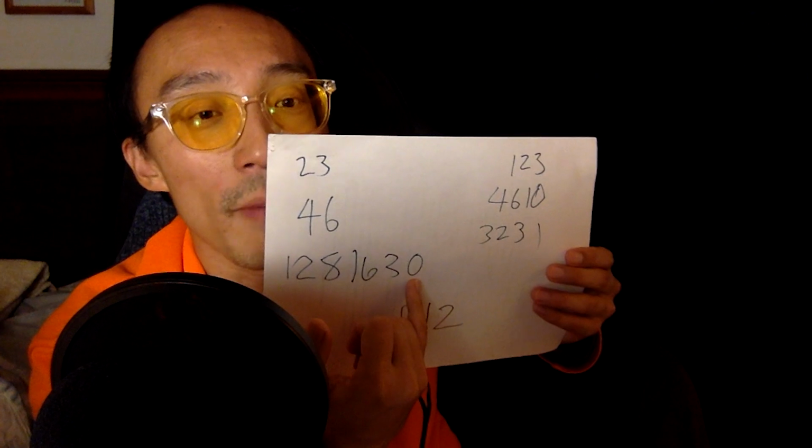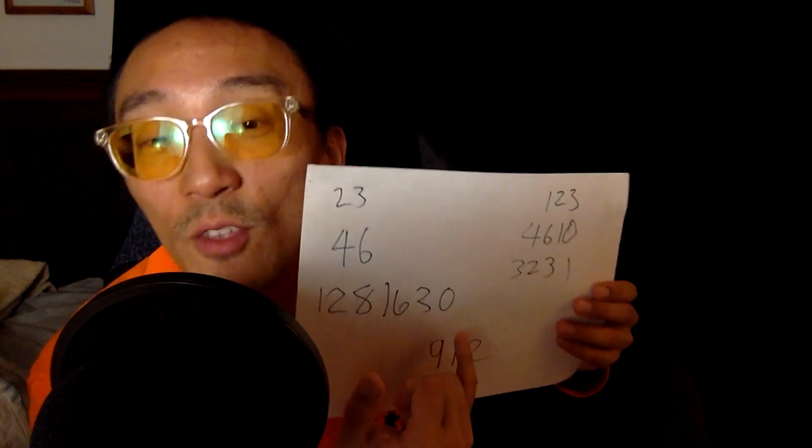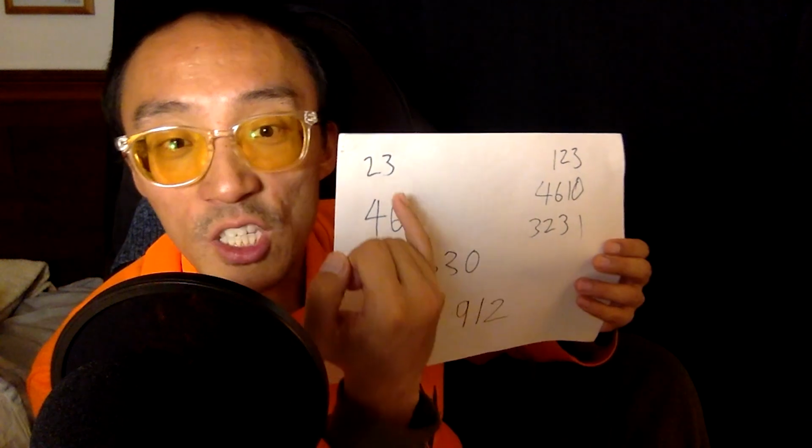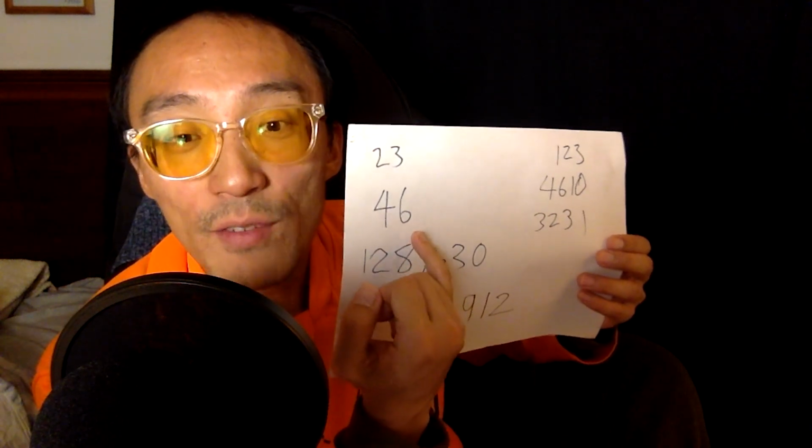Is this divisible by 2? Yes. 0 is even, by the way. So that's a very easy way to know if a number is divisible by 2. You just look at the last digit and then see if it's even.